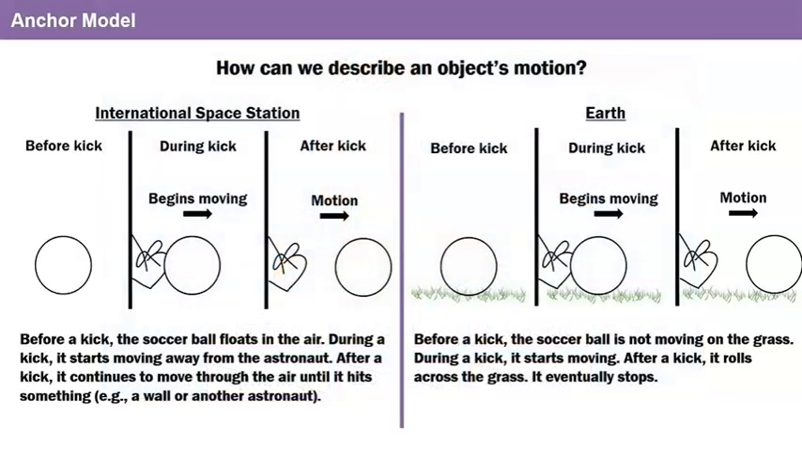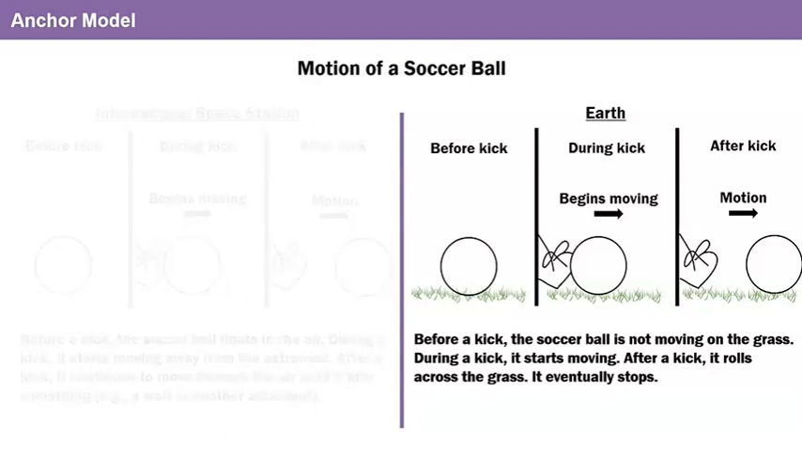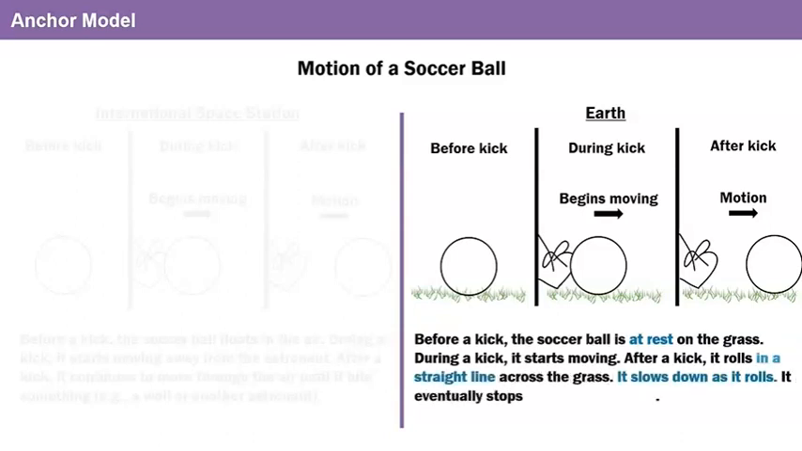We are learning a lot to help us answer the question, how can we describe an object's motion? Let's update an anchor model about the motion of a soccer ball. Let's add our new knowledge, starting with the ball on Earth. We said before a kick, the soccer ball is not moving on the grass. Now we can say that before a kick, the soccer ball is at rest on the grass. Before we said that after a kick, it rolls across the grass. Let's add that it rolls in a straight line across the grass and that it slows down as it rolls. It eventually stops and is at rest again.